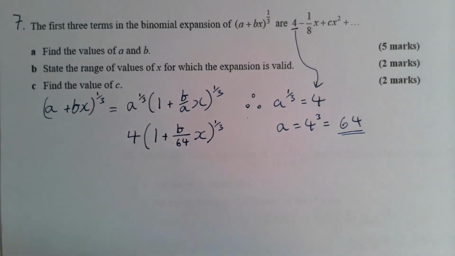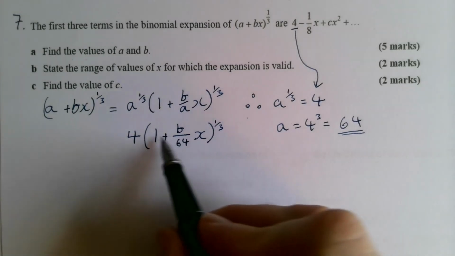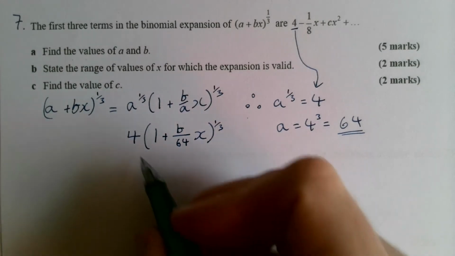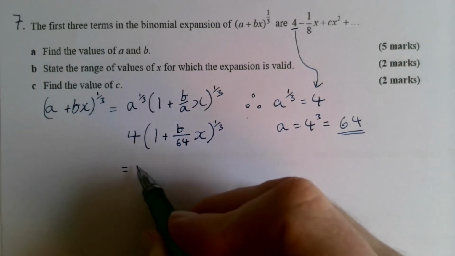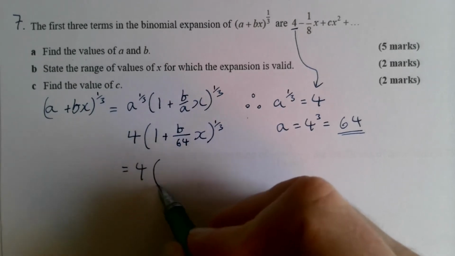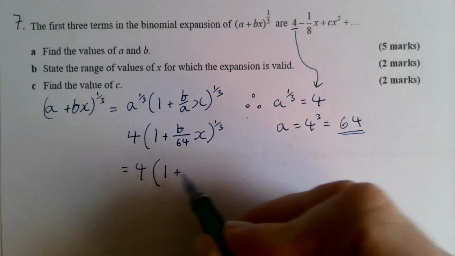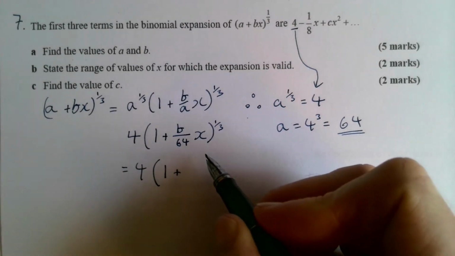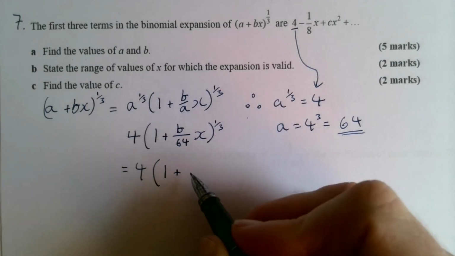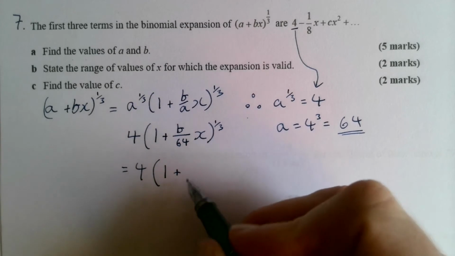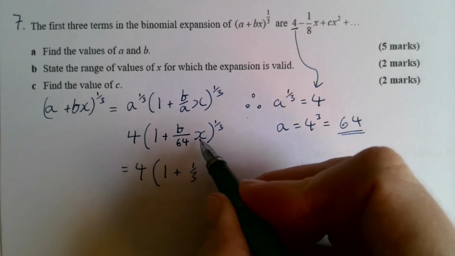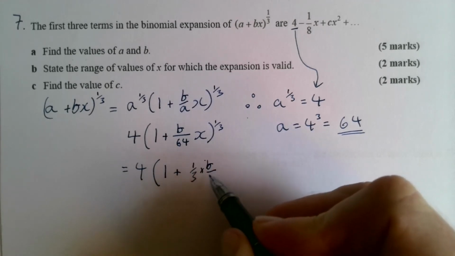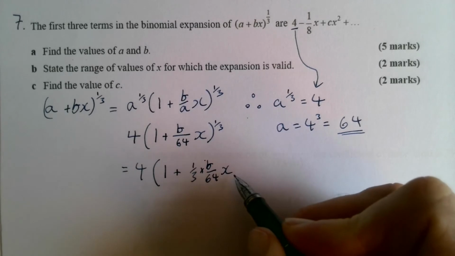Now when this gets expanded, we're going to have to do the expansion rule stuff, and then we're going to times it by 4. So let's talk about that then. So we're going to have 4 outside of this will be 1 for the constant that we'll get, but then for the coefficient of x, it would be n times x, wouldn't it? So it would be 1/3 times our x is b over 64x, and then it's going to continue on.